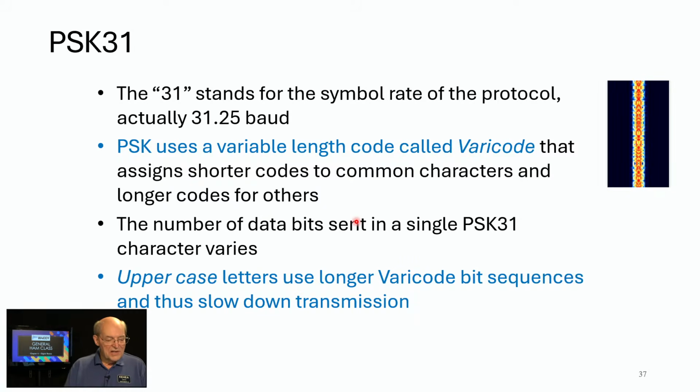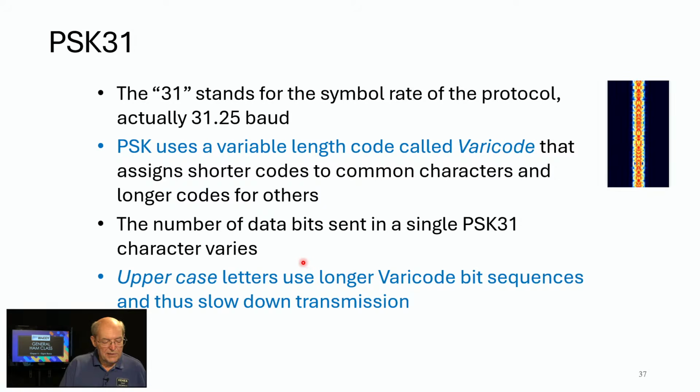And here's a new concept. PSK uses a variable length code called varicode that assigns shorter codes to common characters and longer codes for others. Now you might know that the letter E is the most commonly used letter in the English language. So it would be really nice if we could use a very short code to represent the letter E. The letter Z or Y or Q could be longer codes. And if we can use shorter codes for some of the characters, we can get more throughput, more efficient coding.